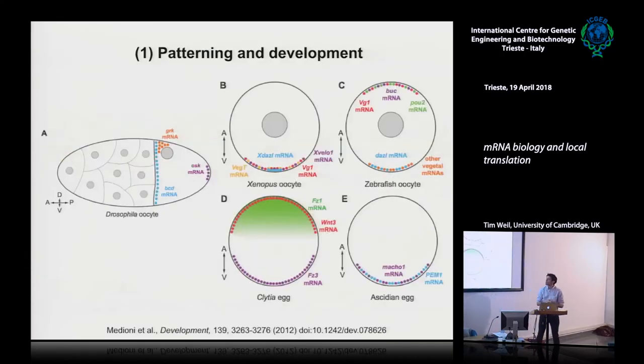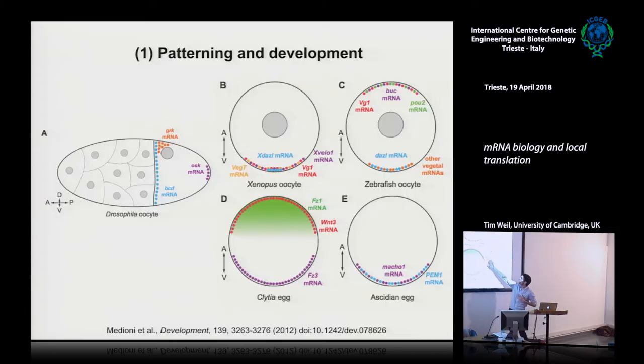We see this is quite common in many different systems. So this is in development, not only in Drosophila, but you see examples from frogs, from zebrafish, and from other species as well, where you get this localized RNA that's going to be important to build the patterning within the developmental context of that animal.